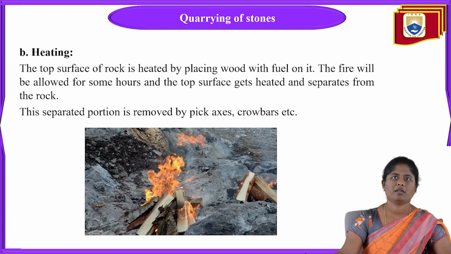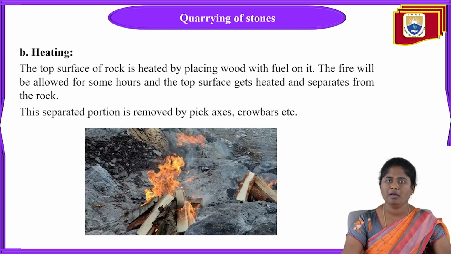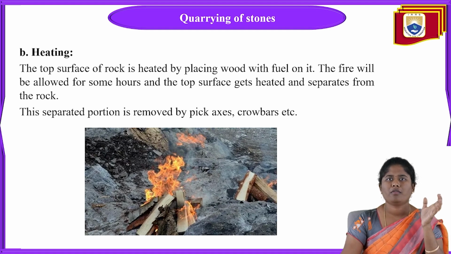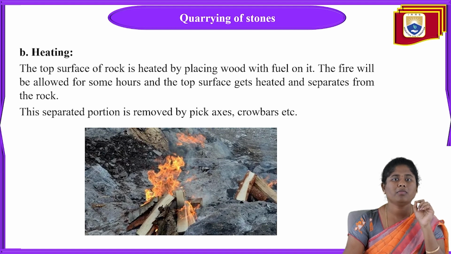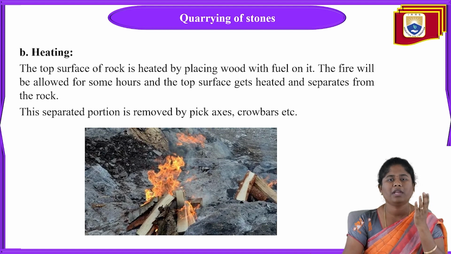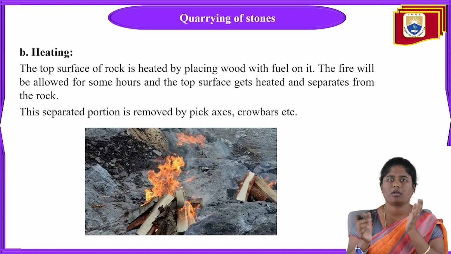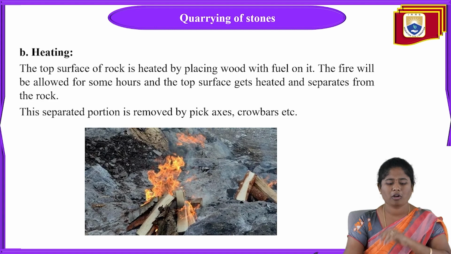And next, there you can see the heating process, and this heating process is done on the earth surface only. The top surface of the rock is heated by placing wood with fuel. This fire is allowed to burn for some hours, and at that time the top surface gets heated. By the heating process, that portion of rock gets separated from the rock. At that time, this separated portion we can remove by pickaxe and also crowbars.